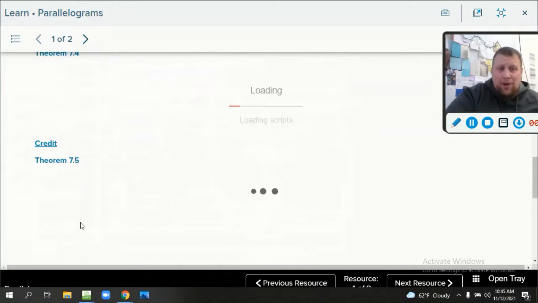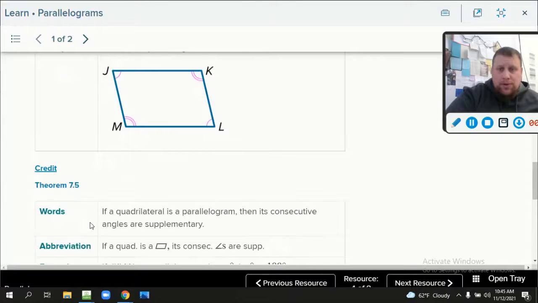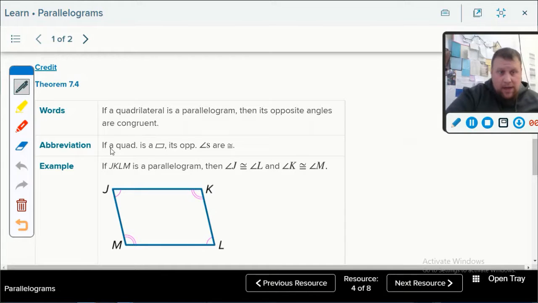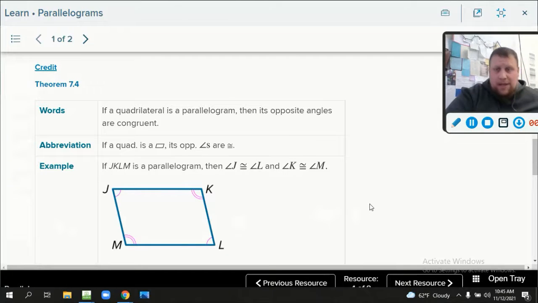Using the same parallelogram, now we're just going to label the angles. And our theorem 7.4 says if a quadrilateral is a parallelogram, its opposite angles are congruent. In other words, angle J is congruent to angle L, and angle M is congruent to angle K. Label this on the same parallelogram, please. Save yourself some drawing. If you don't want to, that's fine. Okay, pause if you need to. We're moving on.